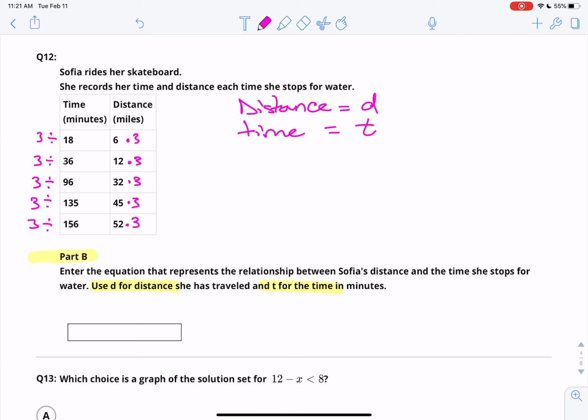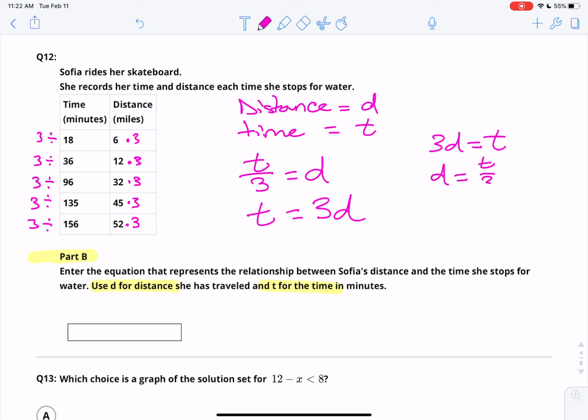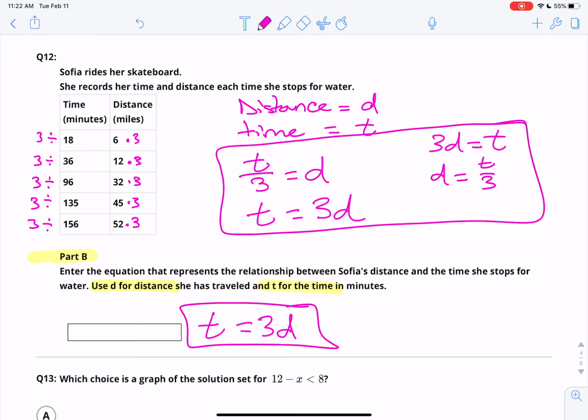Well, for time, I know that T divided by 3 gives me the distance. Or I could do it the other way and go, well, I know that T equals 3 times the distance. So really, it just depends on what you want to do. But either one of those would have been correct. You could have also written it as 3 times the distance equals T, or D equals T divided by 3. It's whatever you want to use. I'm going to use T equals 3 times D. Okay? But all of these are equations that work for this problem.